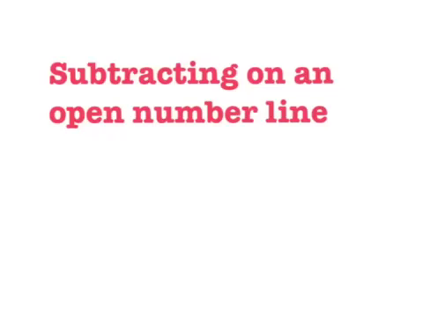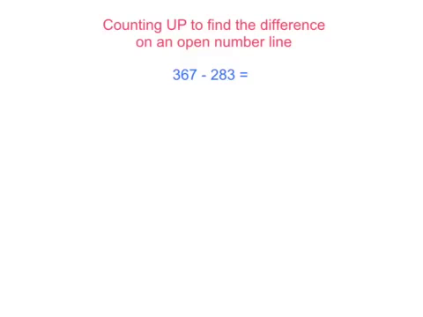Today we're going to look at strategies for subtracting on the open number line. First, we're going to look at the strategy of counting up to find the difference on an open number line. So we have our problem here, 367 minus 283.